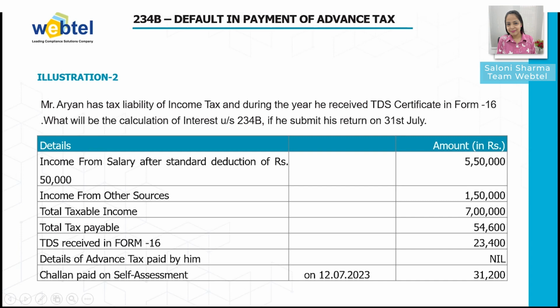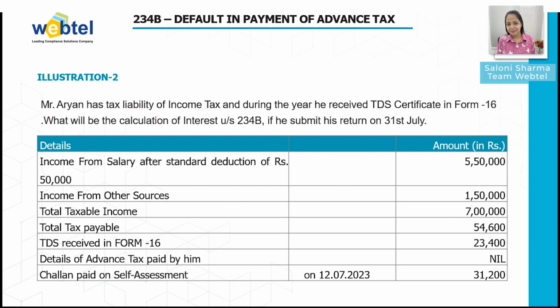54,600 rupees. But his TDS has also been deducted of rupees 23,400. And any advance tax has not been paid by Mr. Aryan. He has only paid a self-assessment tax of rupees 31,200, or you can say a balance amount of the tax has been paid by Mr. Aryan on 12th July 2023. So in this scenario, he needs to pay interest under section 234B.